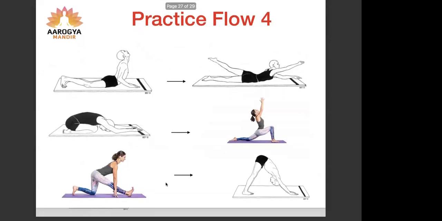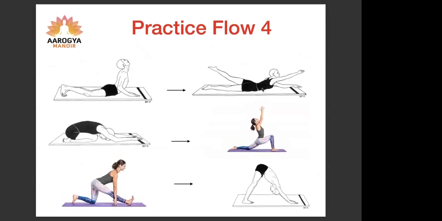Then 4, you are doing Bhujangasana, Ardha Naukasana followed by child pose, then Anjaneyasana, or you also call this Ardha Chandrasana. Some people call it Ardha Chandrasana, where you are getting a stretch to the hip flexor. When you want to improve Hanumanasana, what are the postures you need to perform?